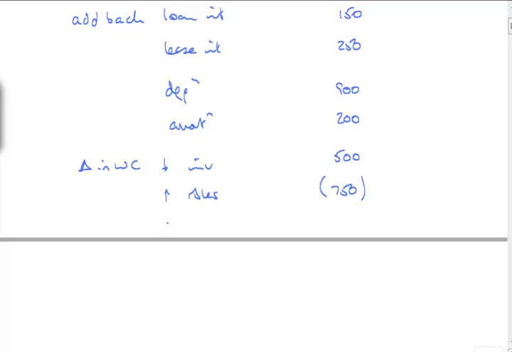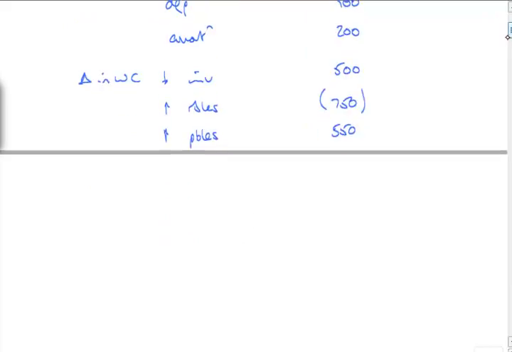And same with the payables. What have we got for payables? That's an increase in payables. You're the one who's borrowing the money. The figure here is 550. You're the one borrowing the money, and therefore your payables have increased by 550. So that's an inflow of funds.